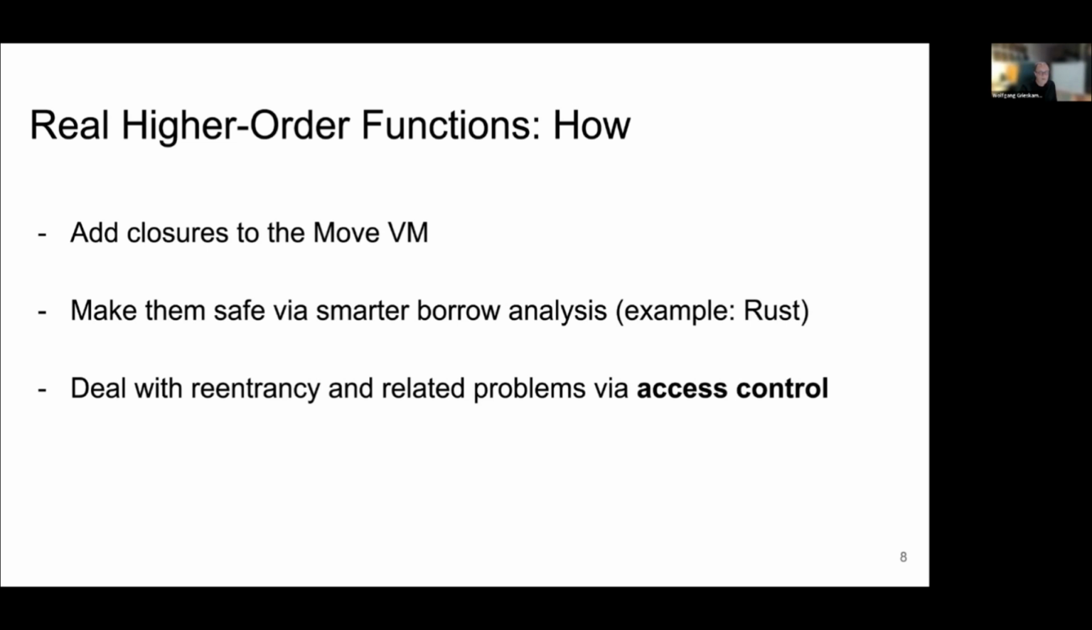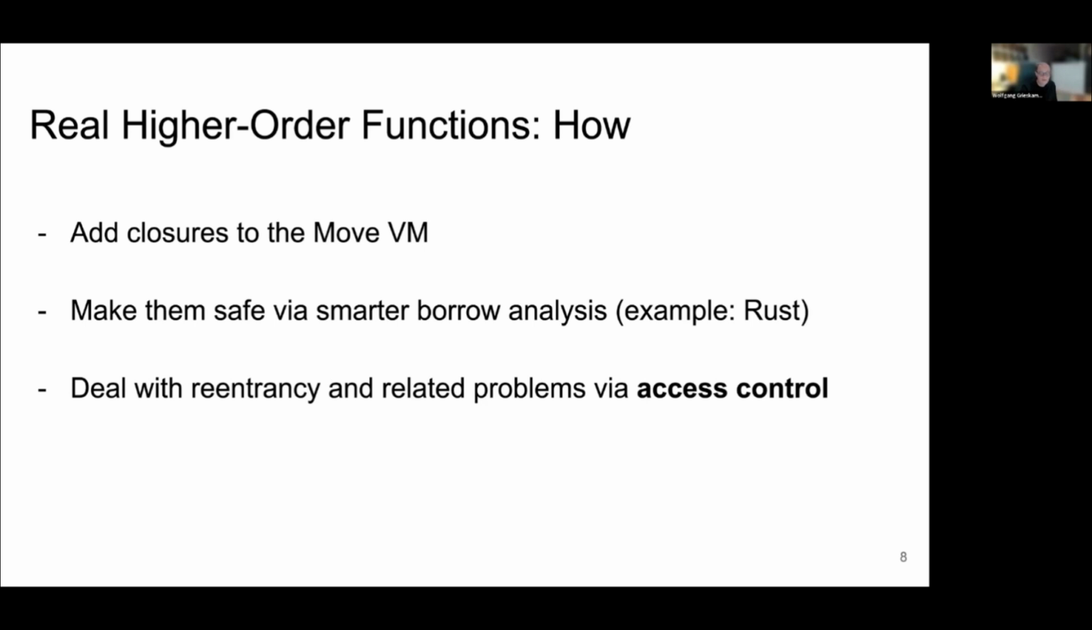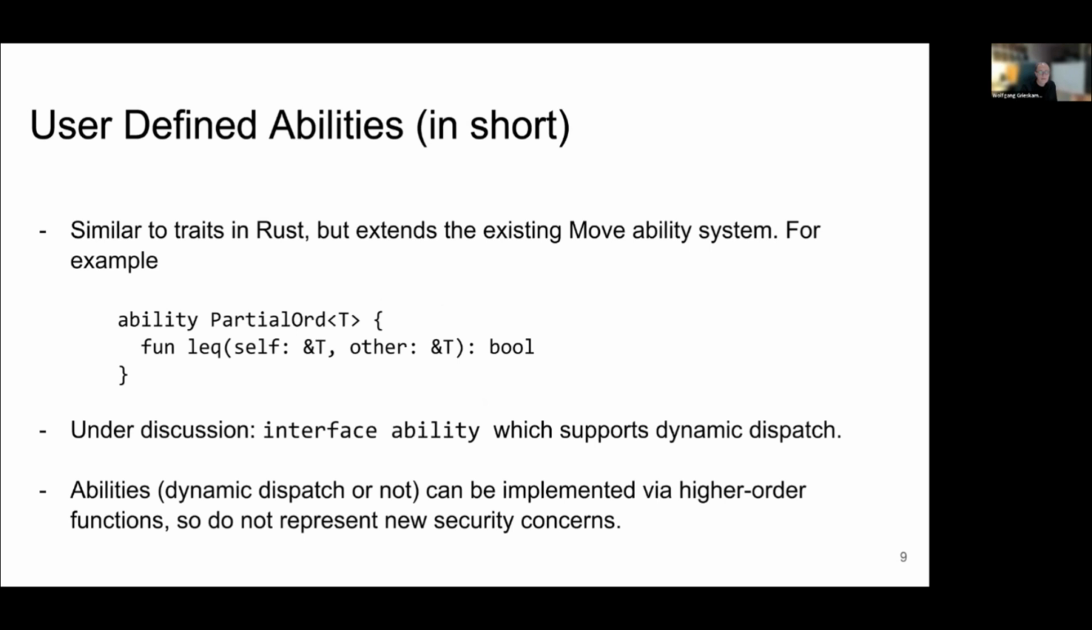But, and that's now specific to blockchain, we need to deal with reentrancy and related problems, because what higher order functions really mean is that we're bringing dynamic dispatch to the language. Dynamic dispatch is considered to be a bad thing. You probably heard about it, that in Solidity a lot of security problems have come from dynamic dispatch via interfaces. But we have a way, which I will briefly talk about later, to make dynamic dispatch with higher order functions or other aspects safe. Okay, so the next thing we want to do is user-defined abilities.